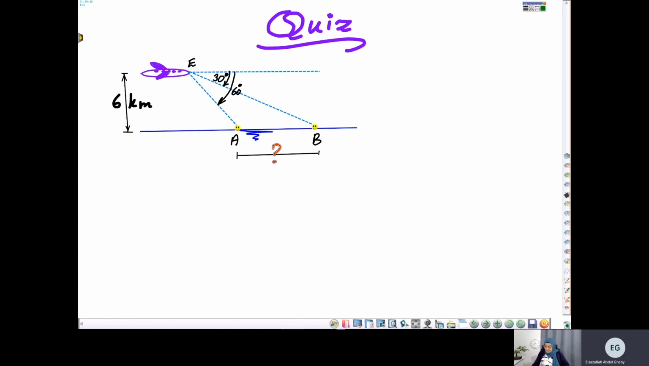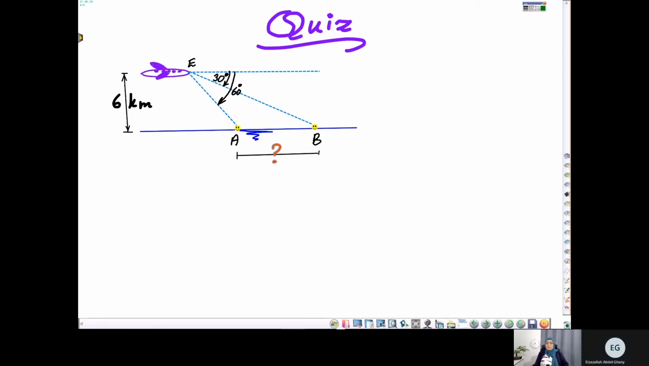Oh, I repeat the same fact. The sea level is always horizontal. Here is the sea level, which is always horizontal. And here are the two points A and B. And we are now concerned with the pilot's eye. Let's read. If the angles of depression of A and B from the plane are 60 degrees and 30 degrees respectively, calculate the horizontal distance between A and B.